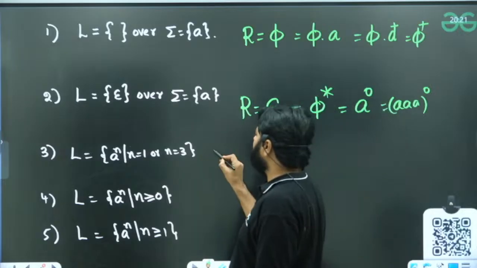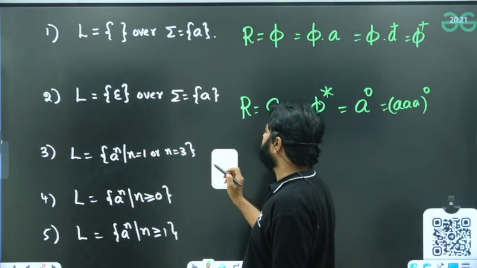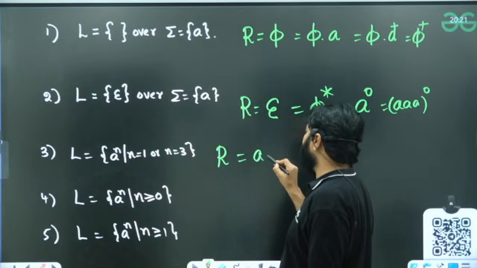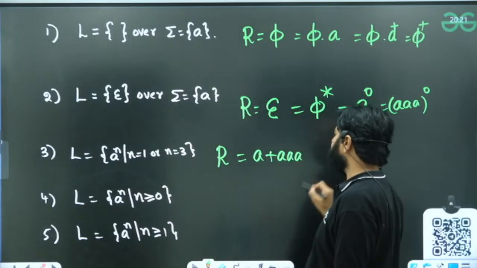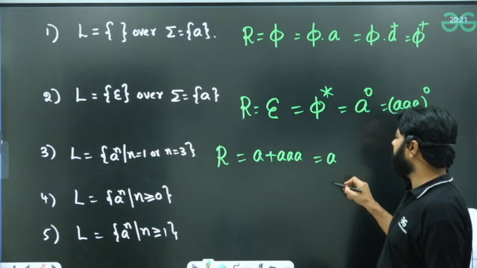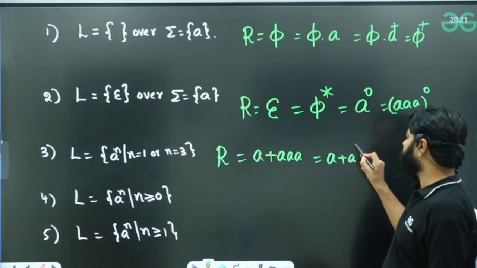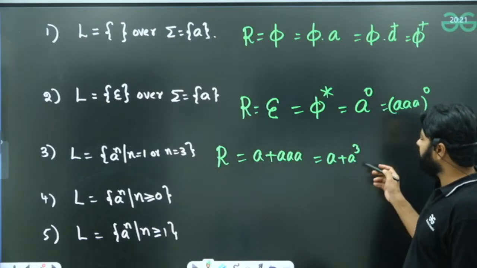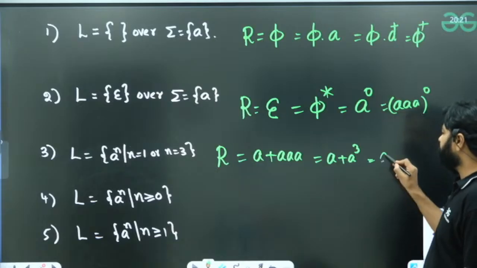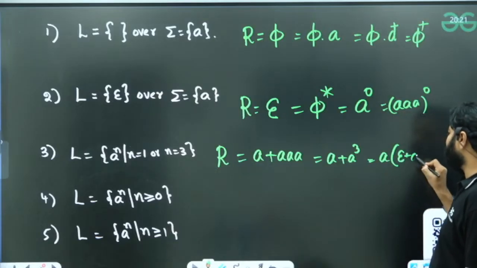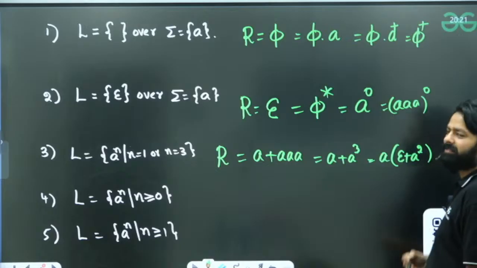And here you want either 1 or 3, correct? 1 or 3. So that is a or triple a. Simply you can write a or a cube. Even if you want to do some other way, you can take a common, you can write epsilon plus a square. Like many ways you can write the same answer.